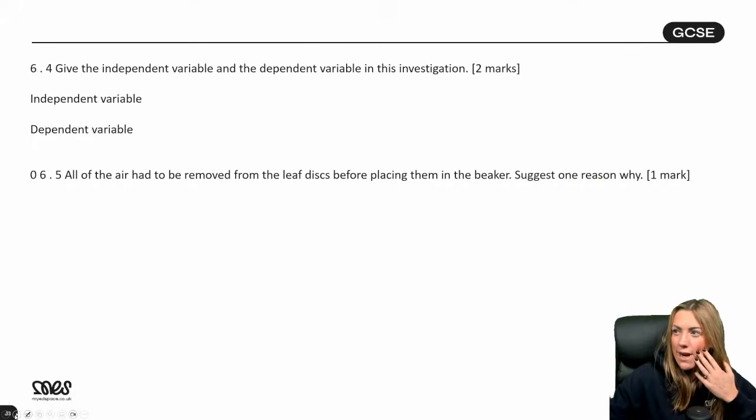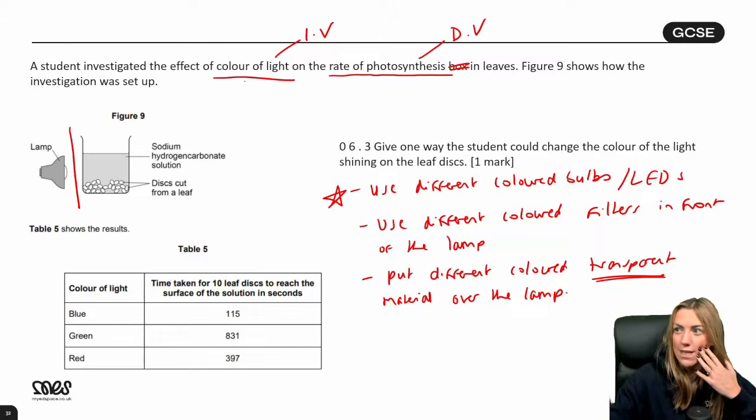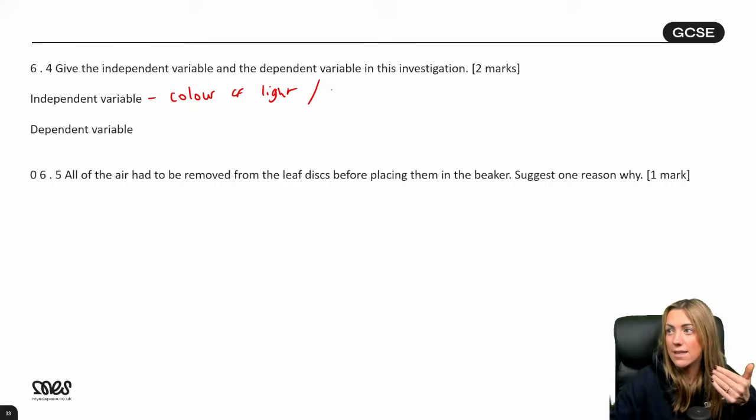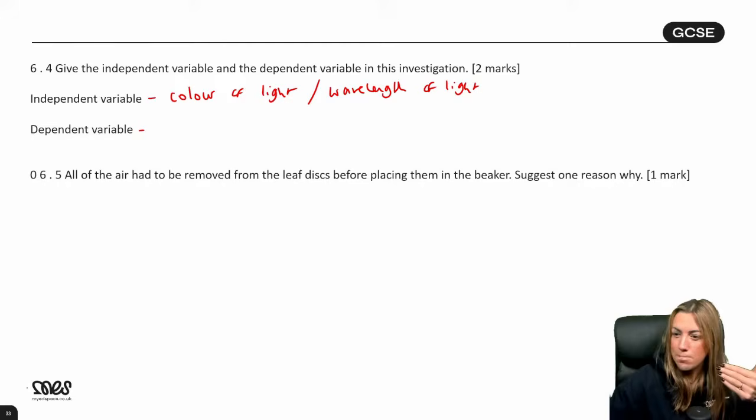Give the independent variable and the dependent variable. Well, I think I kind of just already noted that on here, didn't I? Independent variable is the one I change. Dependent is the one I measure. So the independent variable, it said in the question, was the colour of light. Or if you're quite good at physics, you might say the wavelength of light. That would be fine as well.